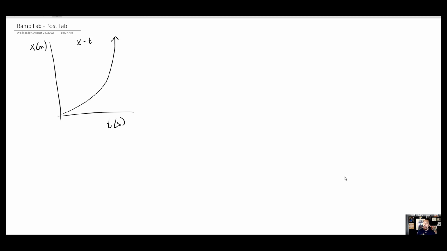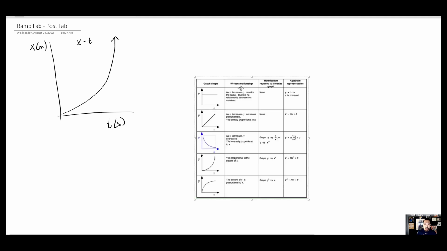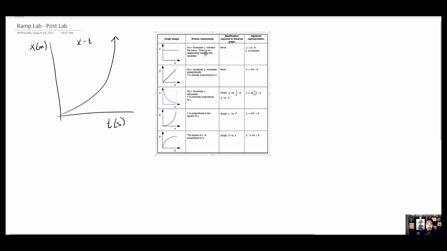Now from there, I asked you, how can we linearize it? This is probably the first time you have linearized in your science classes, and that's why I gave you this worksheet to really help us out. Based off of this worksheet, all you have to do is see which graph looks like your graph shape. In this case, our upwards parabola looks like this graph right there.